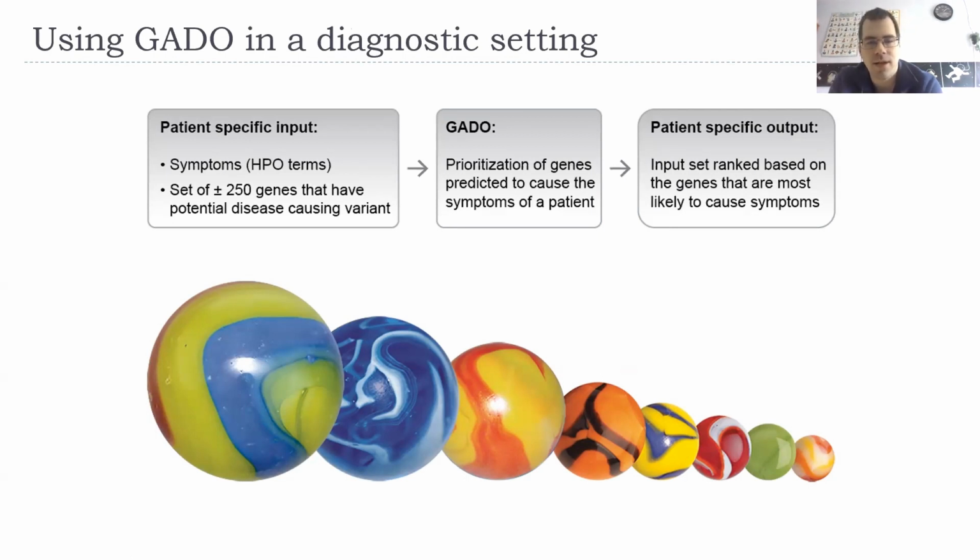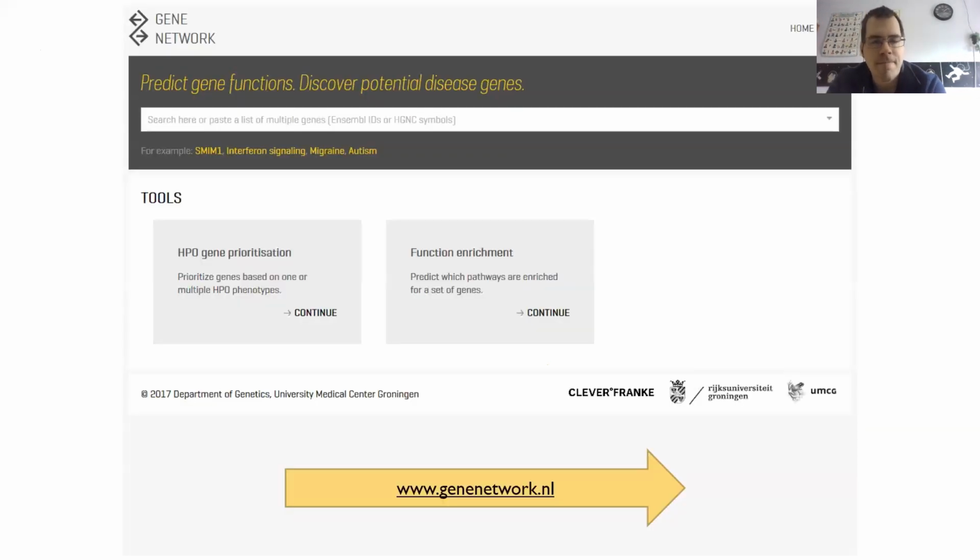So there we devised the GADO method that uses our gene network predictions based on these 30,000 RNA sequencing samples. And then we can prioritize the genes based on the HPO terms that we specified for this patient. The essential idea is that you're going to start with the biggest marble first. This is something for which we have a command line tool if you would like to run it on your own cluster, but you can also do this on our genetwork.nl website.